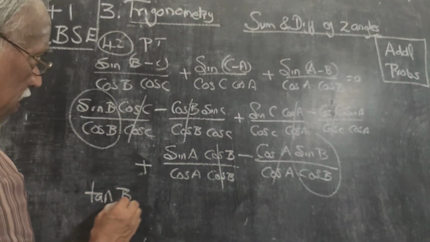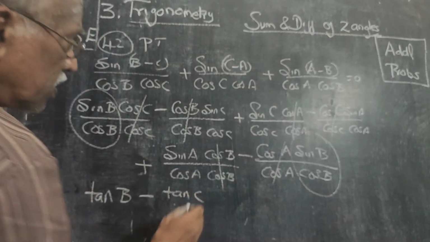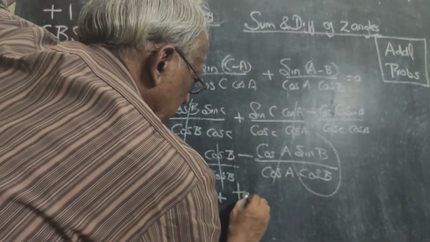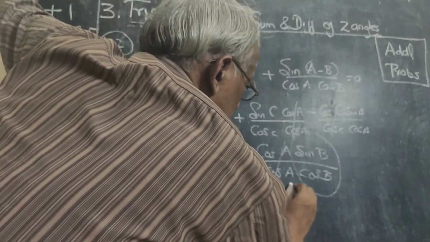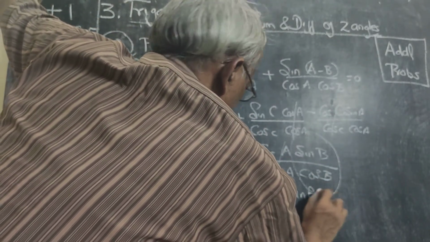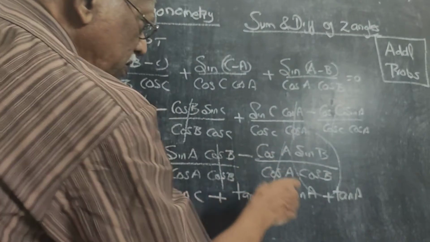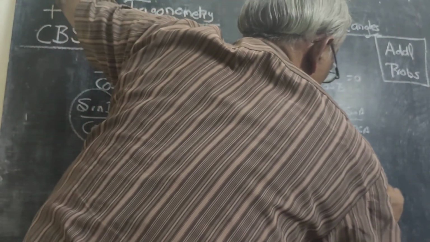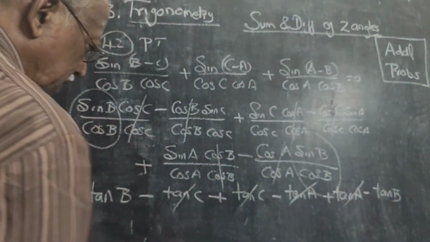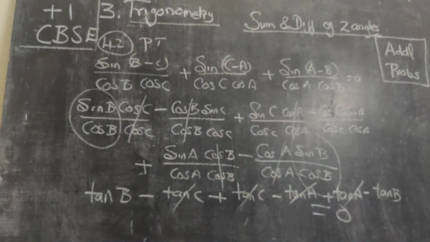I am writing it as tan B, and this is tan C, and that is again sin C by cos C, therefore tan C, and this is sin by cos, so tan A. I am coming to this plus tan A, and here sin B by cos B, therefore minus of tan B. Now tan A gets cancelled, tan C gets cancelled, tan B and minus tan B gets cancelled, therefore we get the answer 0 easily. So you must know how to split up, and splitting up will help you. If you know that, the problem is very simple. Now with that I will go for the third problem.